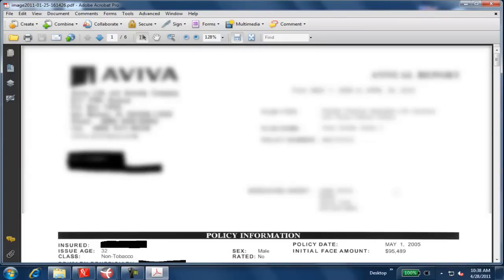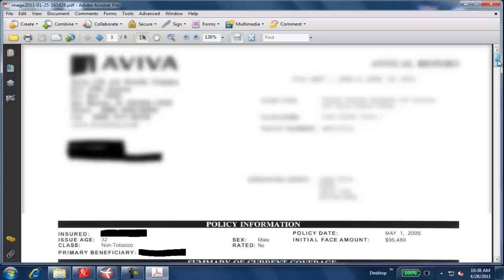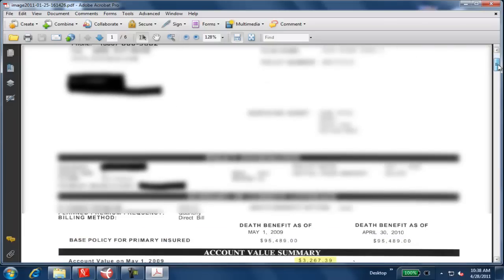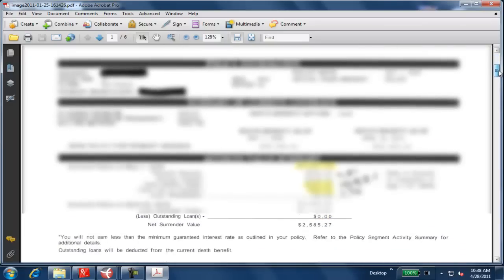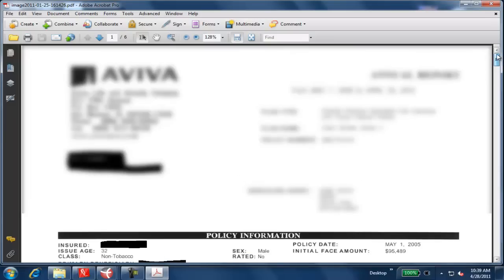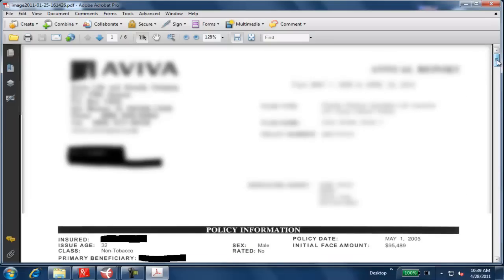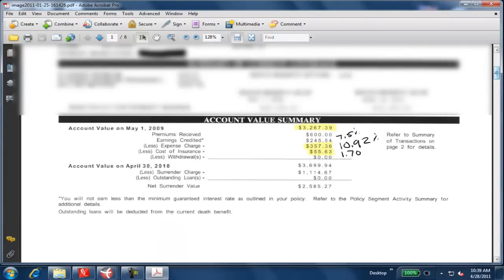So here's a company that's been around for well over 100 years. Great company. I like them a lot. This is an example of one of their equity index policies from May 2009 to April 2010. So as you can see here, the account balance is roughly $3,200. The earnings that were credited during the year were 7.5%, but look at the expense charges. The expense charges were $357, and the cost of insurance charge was $55.